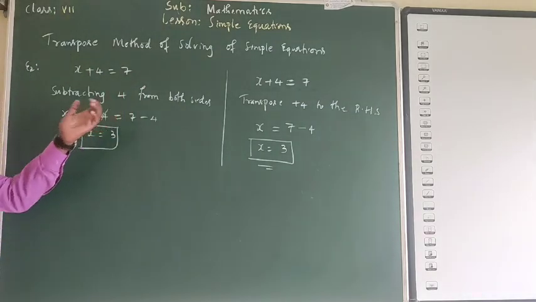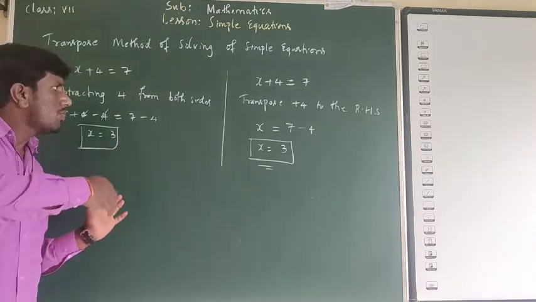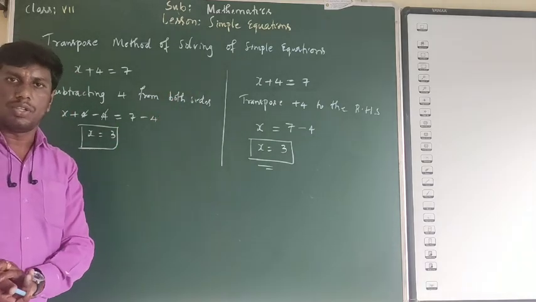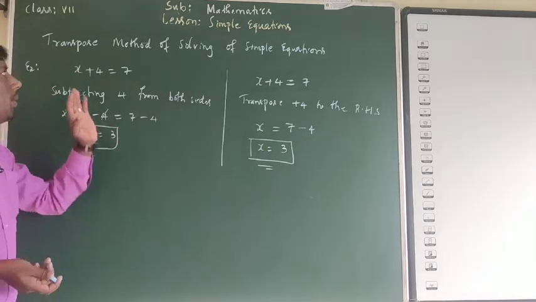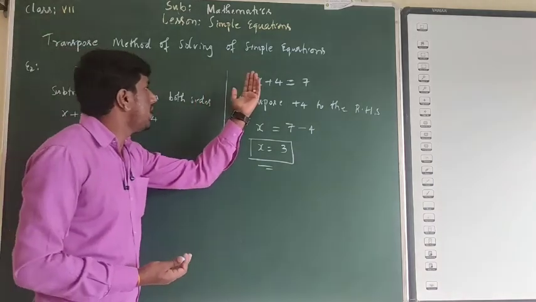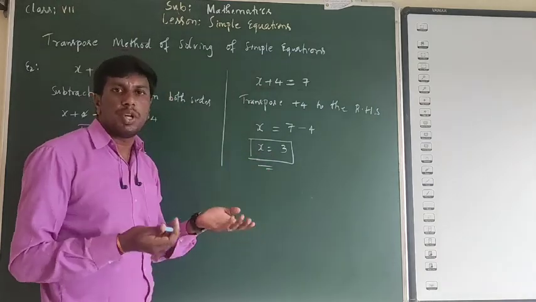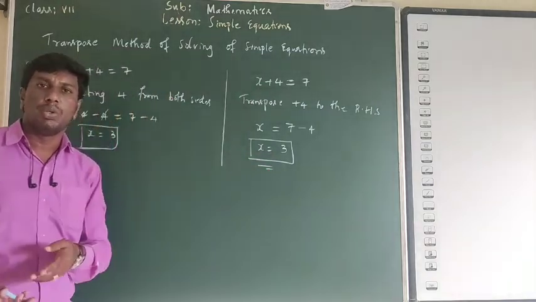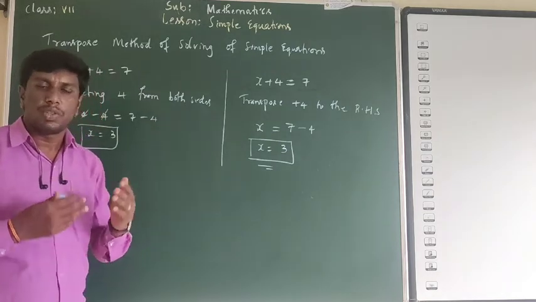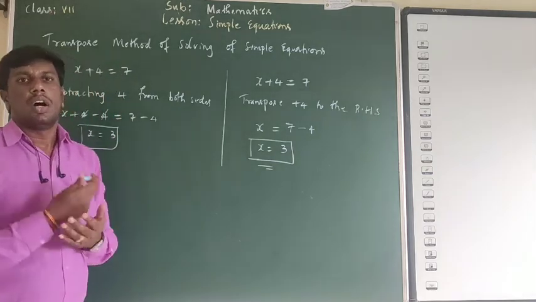So instead of subtracting 4 on both sides, instead of adding something to both sides, I am just transposing whatever value will be there on the LHS to the RHS. So that is the transposing method of solving simple equations. Whatever the value will be there with x, it may be a plus 4, a minus 4, a plus 7, or 5 by 2. Not only an integer, it may be a rational number also.